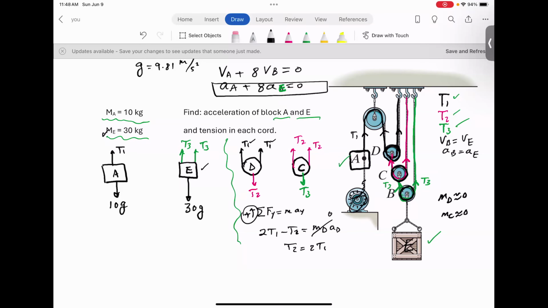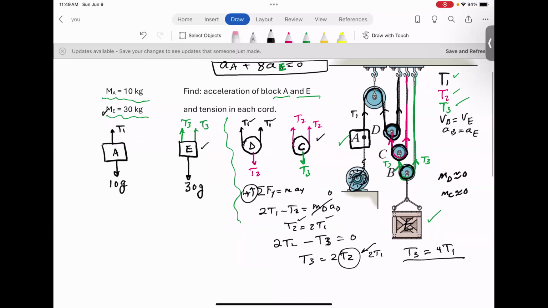All right. Similarly, you could use the same argument that 2T2, if you apply the equation of motion here, minus T3, again mass of C is 0, so that would be 0. So T3 becomes 2T2. So eventually, you see how T2 is 2T1, so you could replace this by 2T1. So actually, it says T3 is equal to 4T1, and that would be an important relation that we have to use. Okay, so here we go.